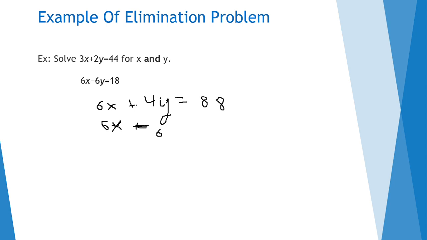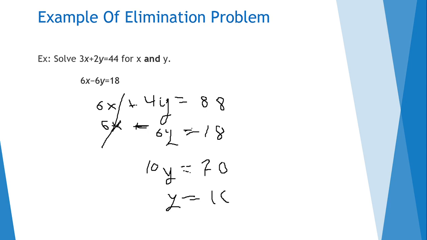Minus 6y equals 18. Sorry, this is so messy, but yeah. Okay, so 6x minus 6x, these two cancel. 4y minus negative 6y, minusing a negative would mean that we just add, so we get 10y. And 88 minus 18, so 88 minus 8 is 80, 80 minus 10 is 70. And if we divide both sides by 10, we get y equals 7.